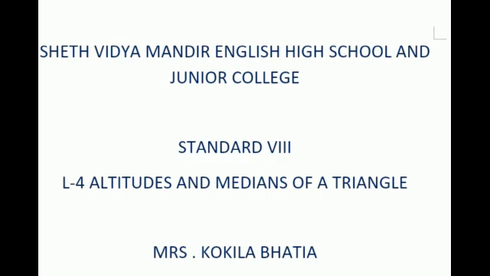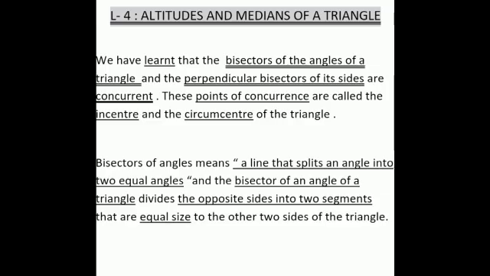Today we are going to discuss the altitudes and medians of a triangle. Let's recall first. We have learnt that the bisectors of angles of a triangle and the perpendicular bisectors of its sides are concurrent. These points of concurrence are called the incenter and the circumcenter of the triangle.